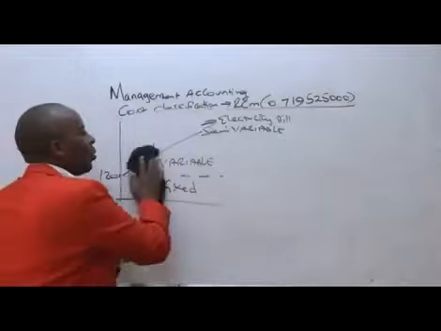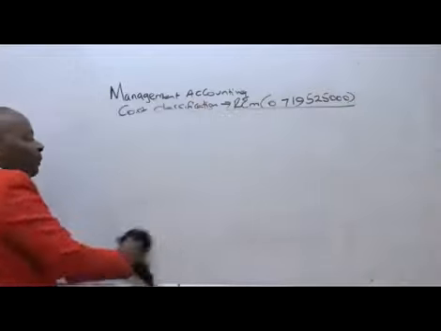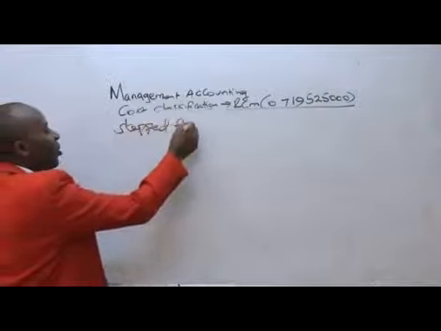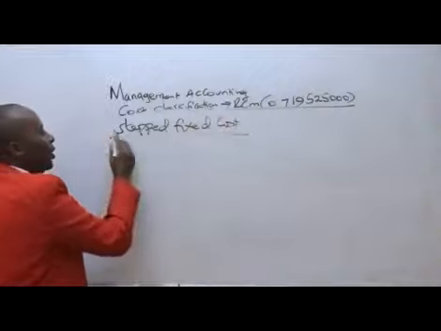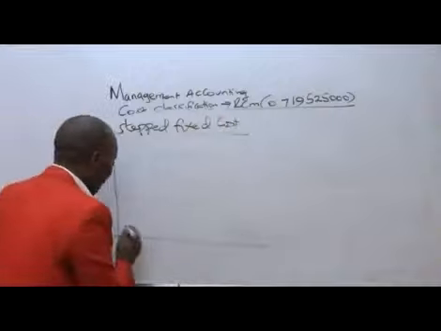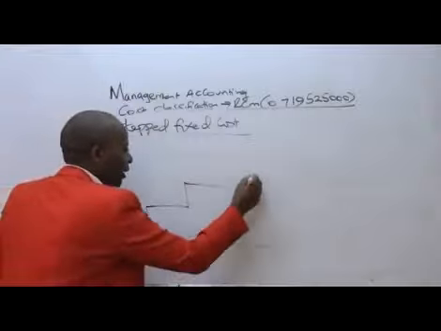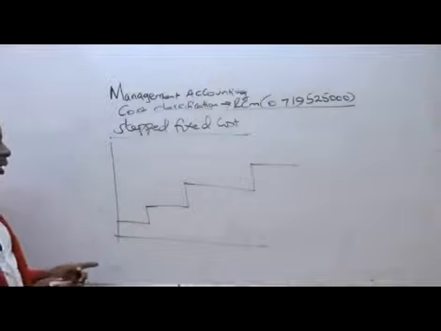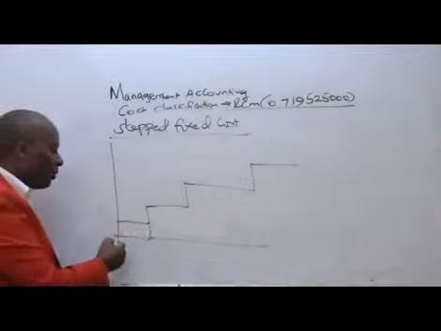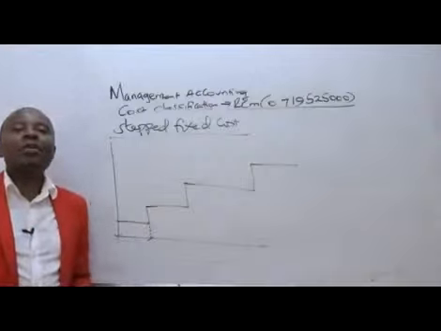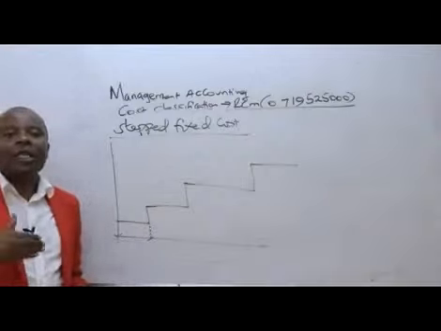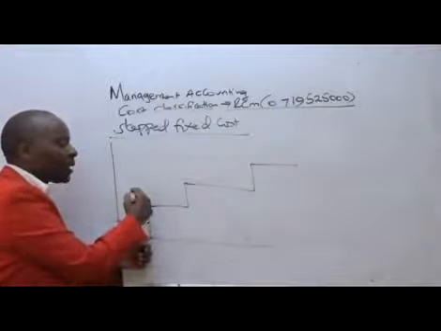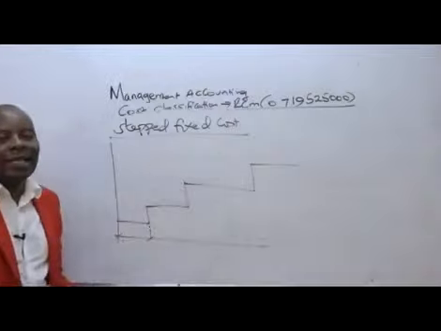And then lastly, we have what we are calling the stepped fixed cost. The stepped fixed cost, as the name suggests, ladies and gentlemen, are those costs that look like staircases. They look like staircases like this. So these are those costs that will remain constant for some range, beyond which they increase in a lump sum manner, they increase with lump sums.